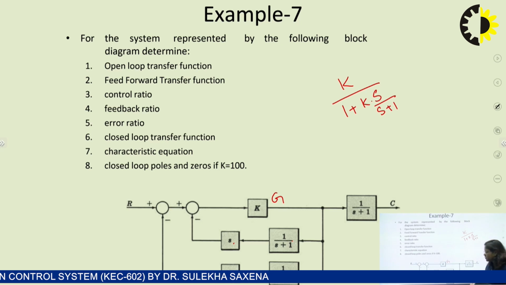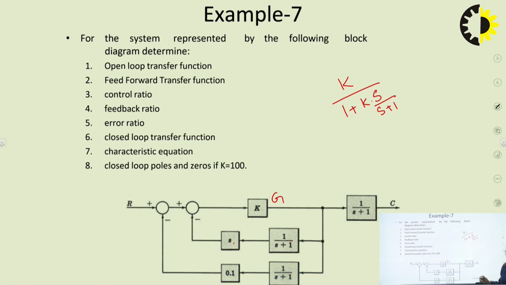I hope it is quite clear to all of you. G upon 1 plus GH, where G is K. So G, that is K upon 1 plus K into H, that is S upon S plus 1. When we solve this function, it gives K into S plus 1 upon S into 1 plus K plus 1, that is S plus KS plus 1.